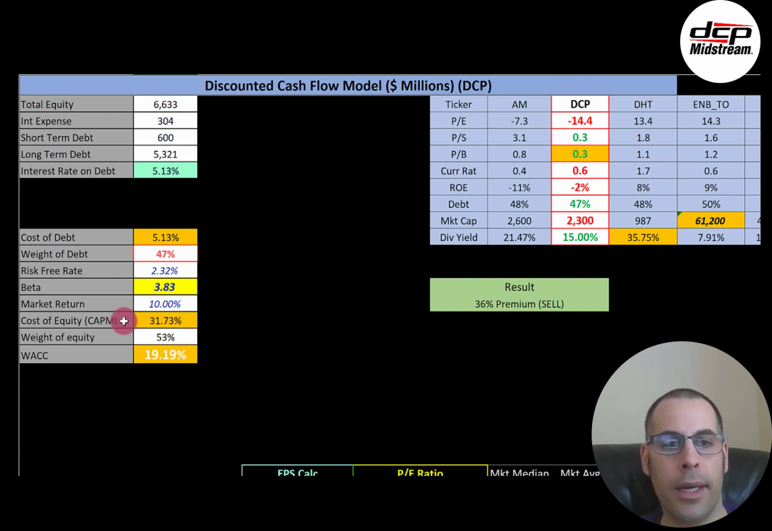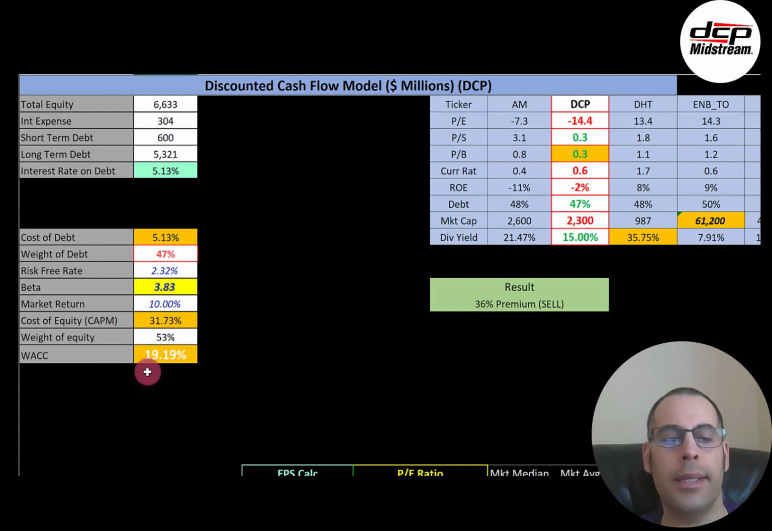Cost of equity is 32%. We use the capital asset pricing model to figure that out. And part of the CAPM formula is the beta. The beta is how volatile the stock is relative to the market. And this is a really high beta, 3.83. So the stock moves about 4 times the market, so it's really volatile. The higher the beta, the higher the cost of equity. And their WACC is 19.19%, which is a blend of the cost of debt and cost of equity.